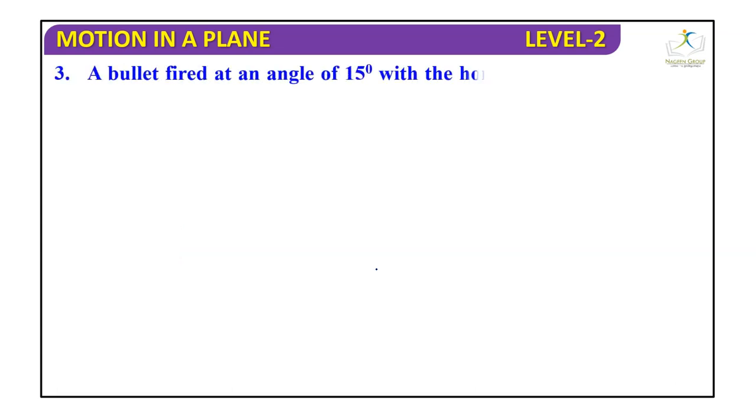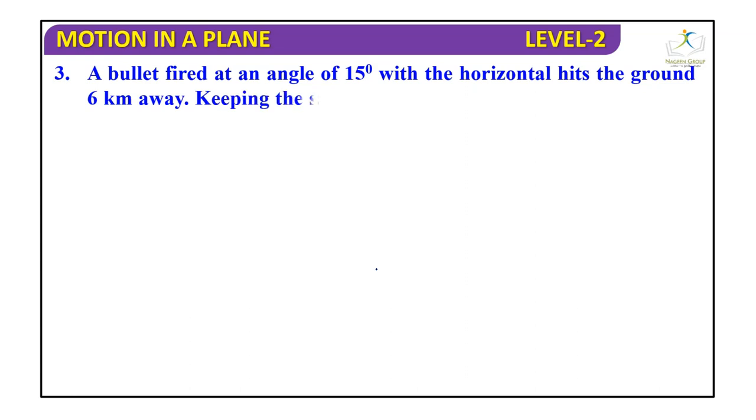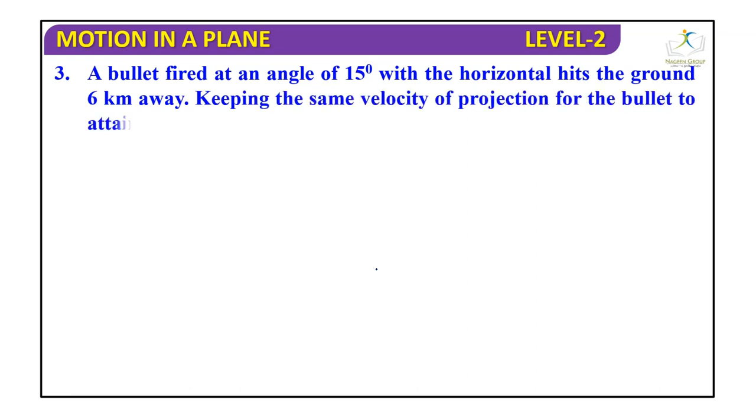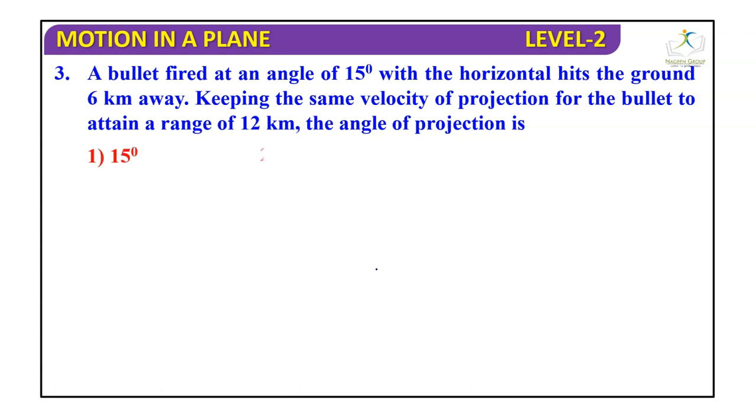Moving ahead with the next question. A bullet fired at an angle of 15 degree with the horizontal hits the ground 6 km away. Keeping the same velocity of projection, for the bullet to attain a range of 12 km, the angle of projection is: 15 degree, 30 degree, 45 degree, 60 degree. The correct answer for this question is 45 degree.